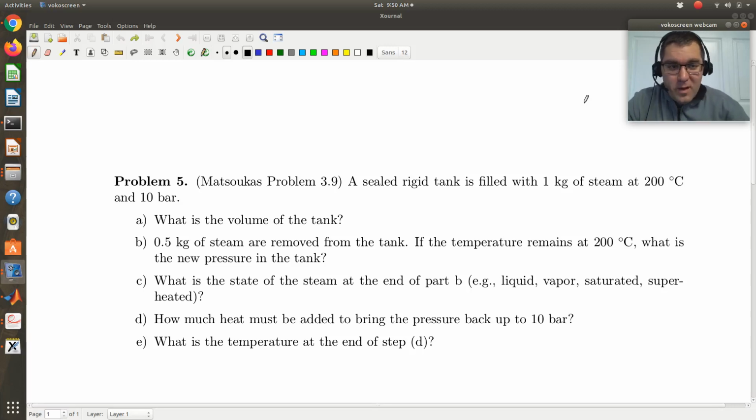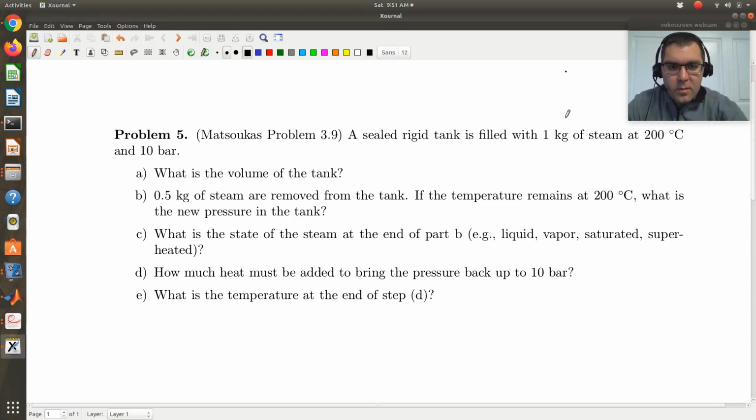All right, hello. Let's take a look at example problem 5. So we are told, let me scroll down a little, we have a sealed rigid tank. Keyword, sealed rigid tank. What that tells me is that my total volume, as long as we don't remove mass, is constant.